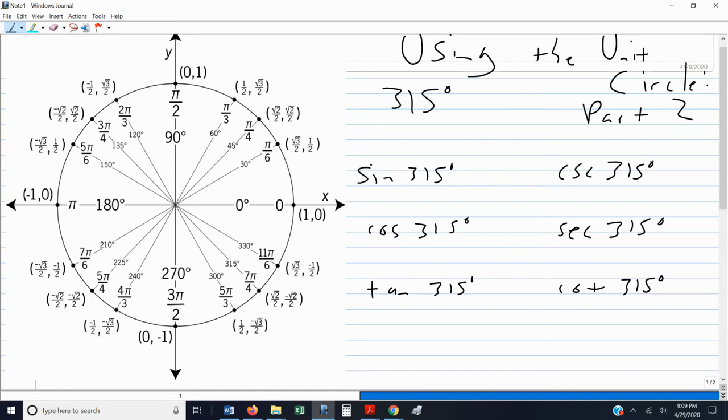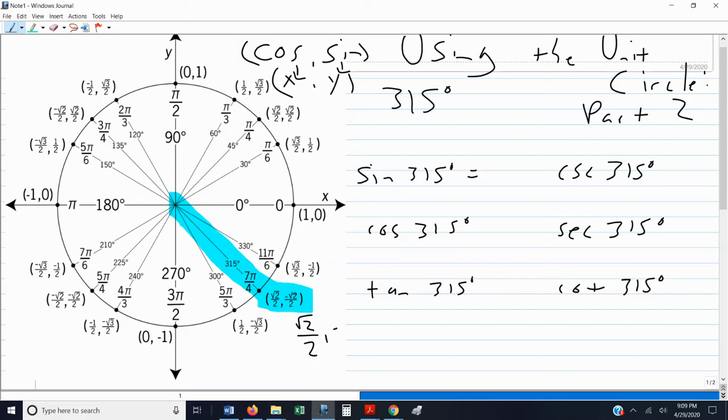Okay, and then the last thing from the video, I had showed you this little trick, how I remember cosine and sine, it's an alphabetical order. So cosine comes before sine in the alphabet, and x comes before y. So if we go to 315, the first thing you're going to do is just locate where you are on the unit circle. Which we would be here at 315 degrees. And you can see the coordinates there are root 2 over 2 and negative root 2 over 2.